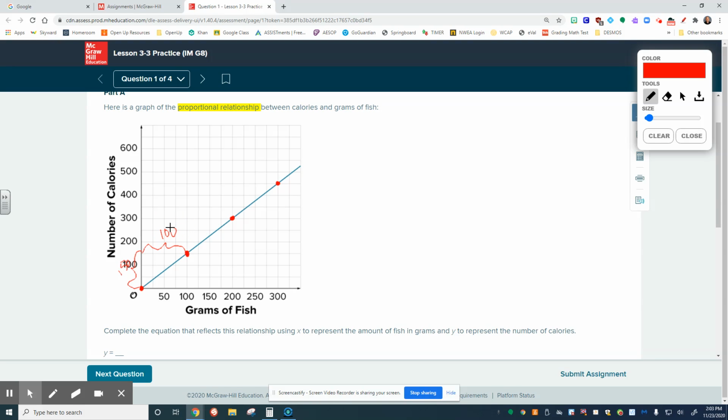I can see that same pattern happening here. Rise 150, run 100, rise 150, run 100. I now know that k is 150 divided by 100. And I know that I can simplify that by dividing by a common factor of, let's see here, 50. And that tells me that my constant of proportionality is 3/2.